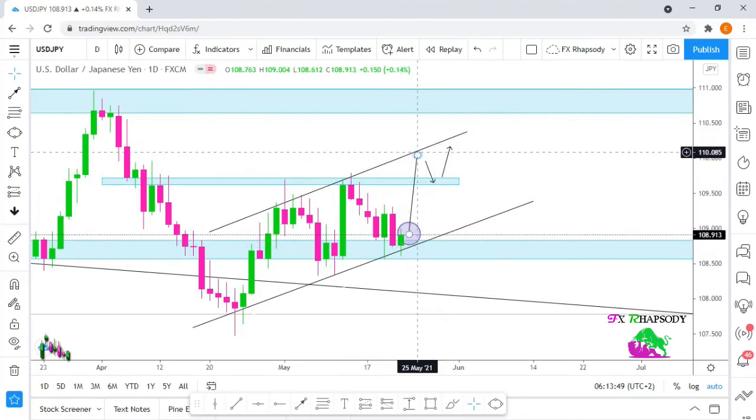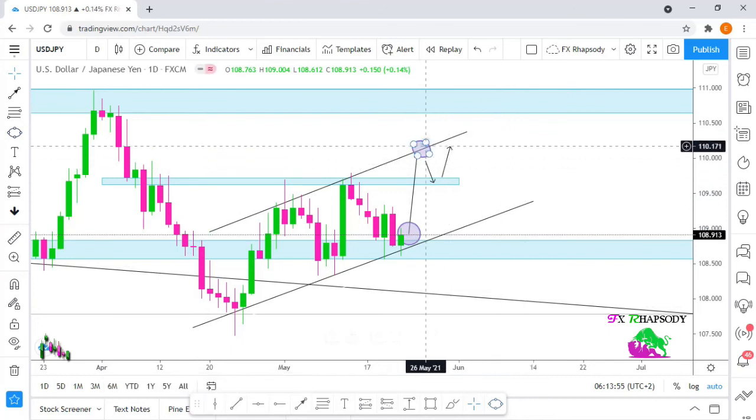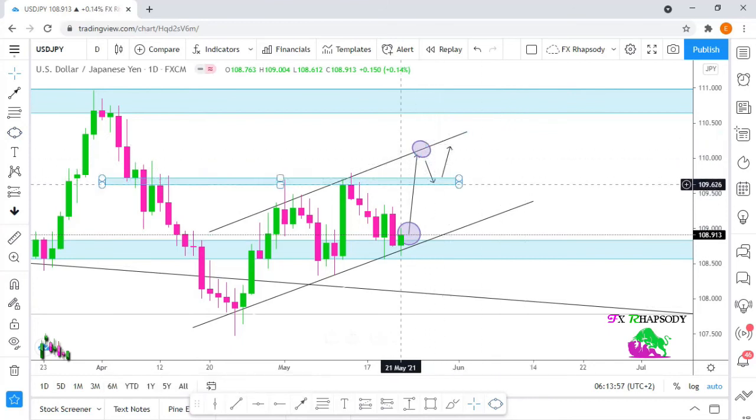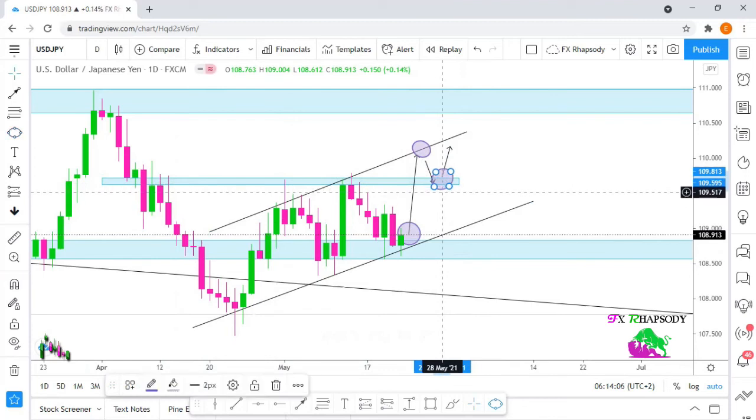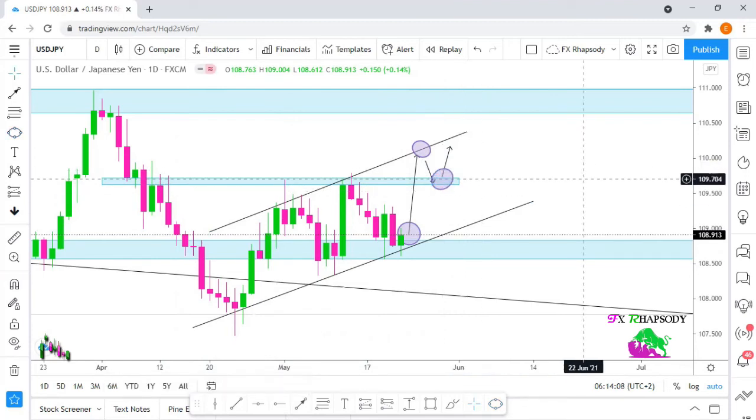We will be looking at this area over here for a possible short opportunity to the downside to this resistance area that will turn support, and then we will definitely be looking at another long opportunity on that side. So guys, UJ is going to be very interesting next week, so let's keep an eye on that one.